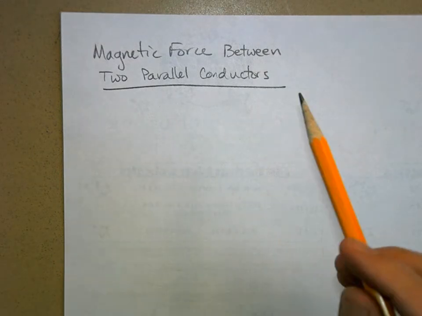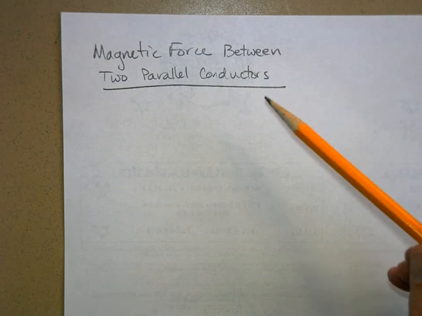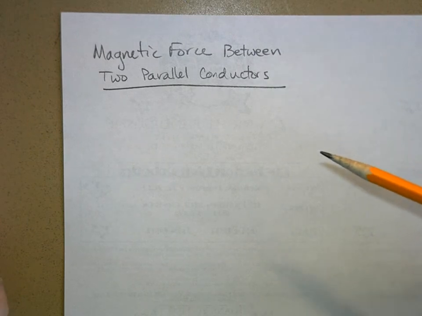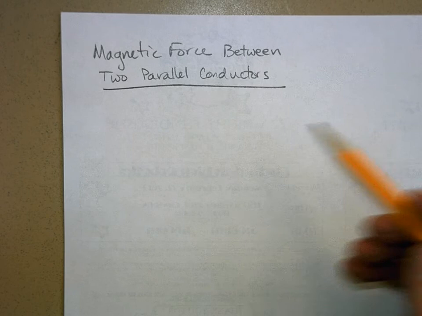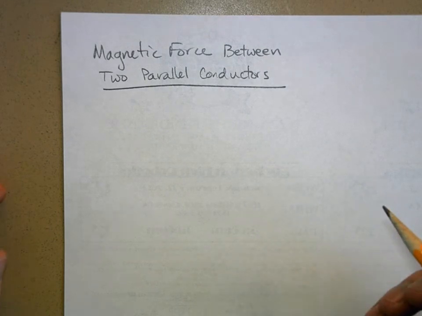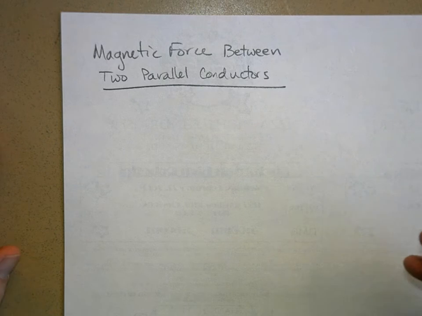So let's talk about the magnetic force that exists between two parallel conductors. This happens a lot in stranded wire and stuff like that. So this really does happen out there in the real world. But first, let's review what we did last time.